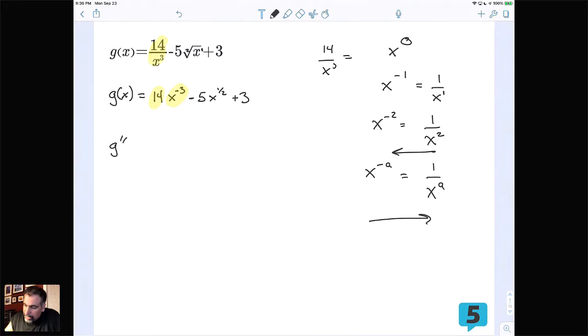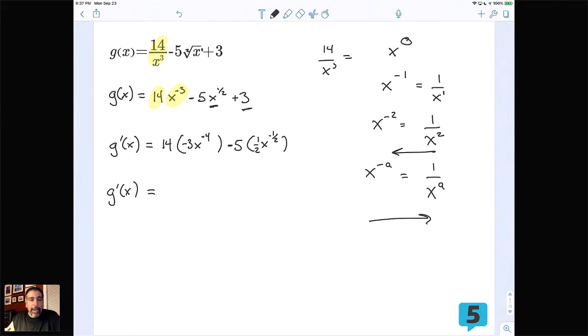Derivative, the left-hand side, notational, that's g prime of x. 14 will get a free ride. And now I want to use the x to the n rule. So that's going to be negative 3x to the negative 3 minus 1, which is going to be negative 4. I continue by giving that negative 5 a free ride on the next step. And now I'm looking at the derivative of x to the 1/2. Well, the rule works for any number, so it's going to be 1/2 x to the 1/2 minus 1, and that will be negative 1/2. And now I've got the last term, and the derivative of 3, that's a constant, so we're going to get 0.